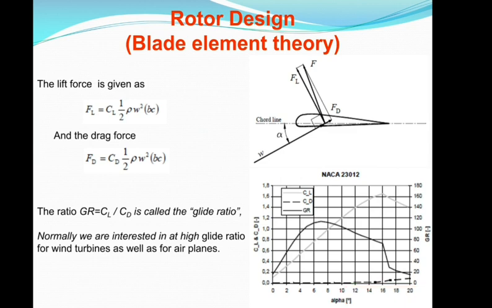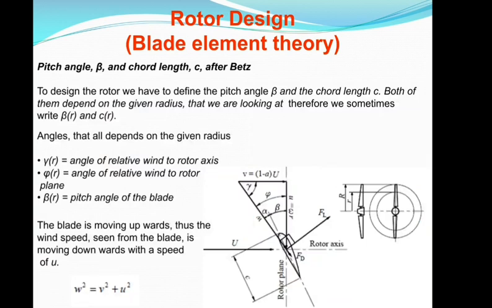Next, the pitch angle and the angle alpha we have already discussed, and the pitch angle is the blade angle relative to the rotor plane. The blade is moving upward, thus the wind speed seen from the blade is moving downward with a speed of U, and the relative speed is given by W squared equals V squared plus U squared. To design the rotor, we have to define the pitch angle beta and the chord length c. Both of them depend on the given radius that we are looking at. The pitch angle and the chord length we have already discussed before.